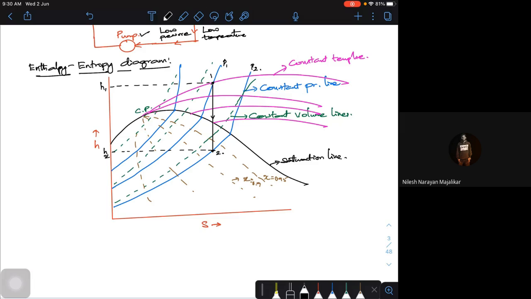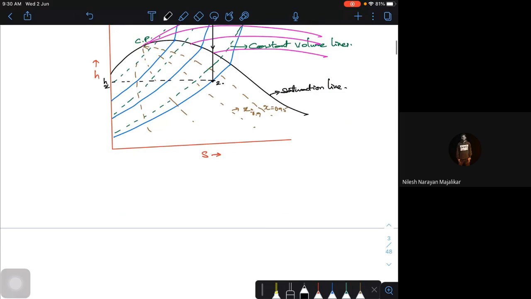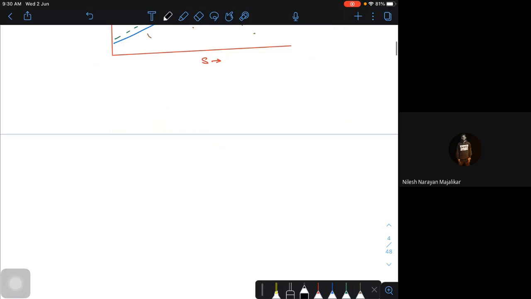But one more thing here is that we will be looking at the condition of the steam, the X value, all those things. So constant temperature lines, constant pressure lines, constant volume lines, we will be looking at the specific volumes also. So entropy diagrams for your steam turbines are very, very important, and you should be very much aware of them. And there are a few more things which are very important here.